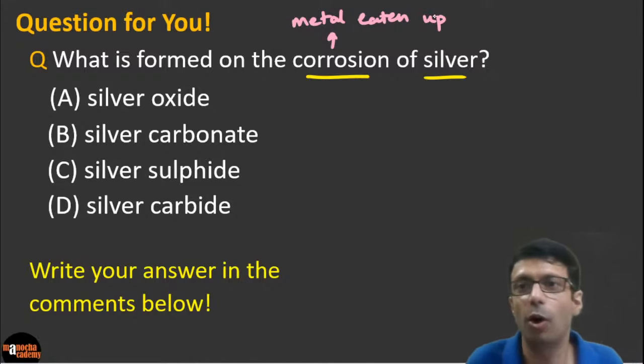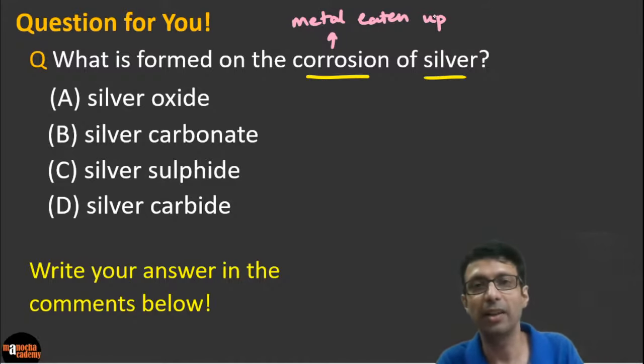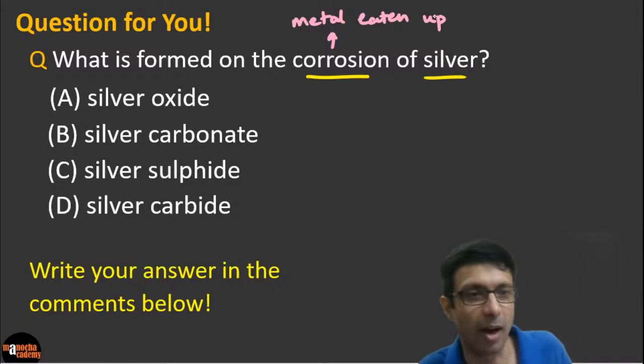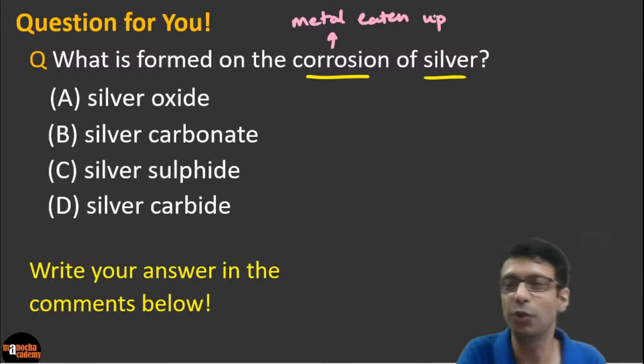And what do you think is formed when silver gets corroded? Is it silver oxide, silver carbonate, silver sulfide, or silver carbide? Okay, I see a lot of answers here, but guys, I'm not going to tell you the answer because I want each one of you to try it.